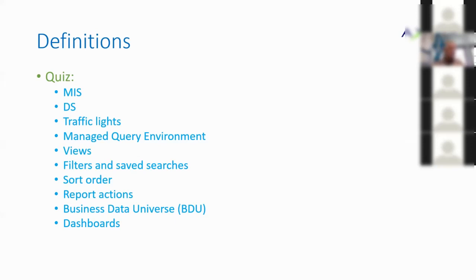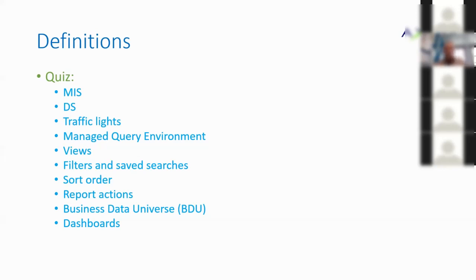So those are views. Filters and saved searches, not easy to say, but very useful things, which allow you to be able to create those views. And you'll be aware that there's a saved search button at the top of every report in Accelerate, so that the user can save their own searches, but you can also create saved searches yourself to be able to give to different users.